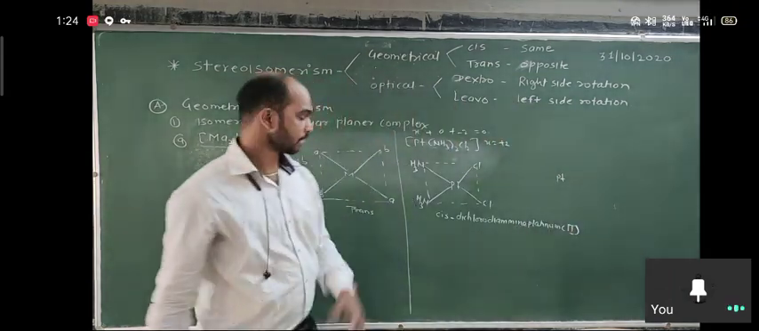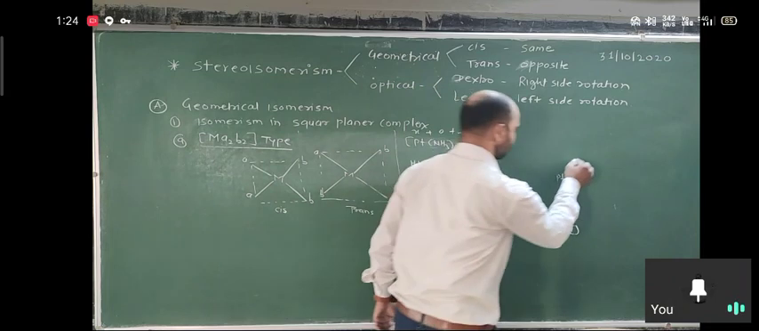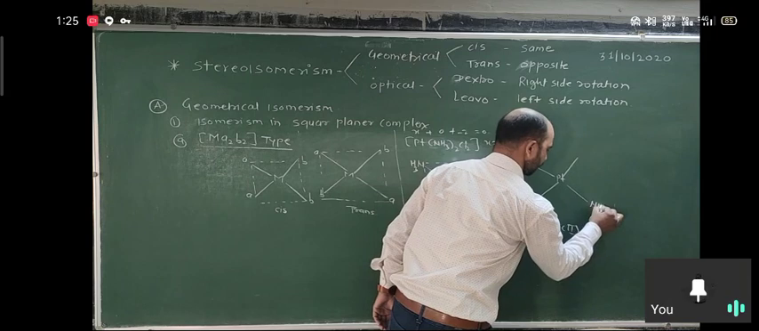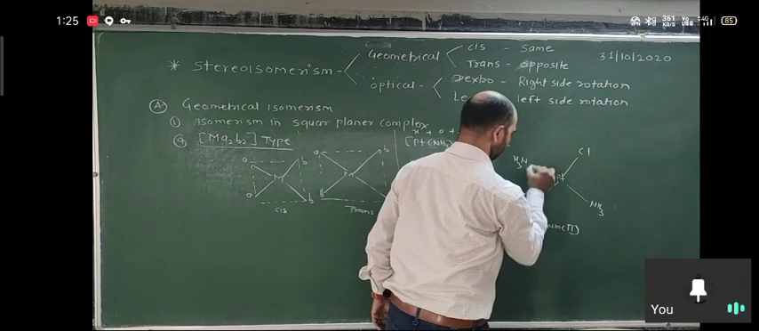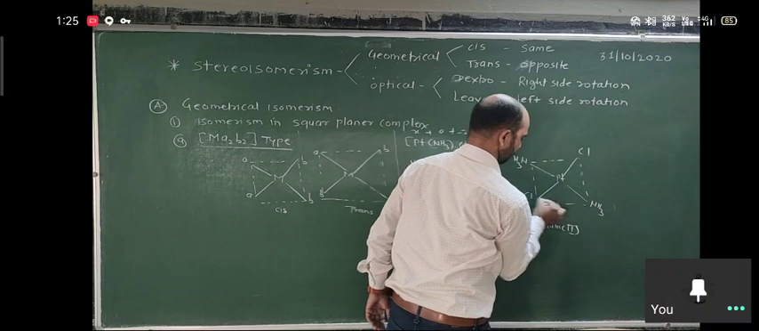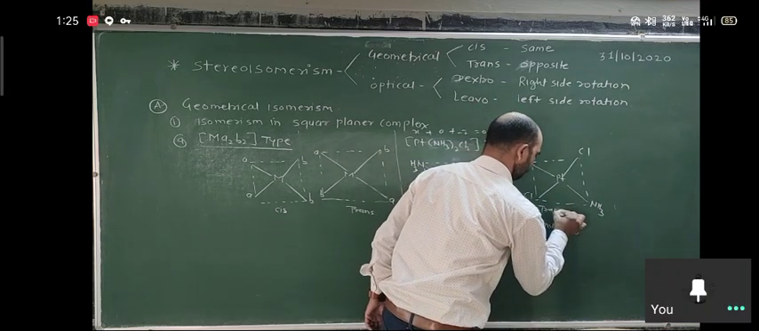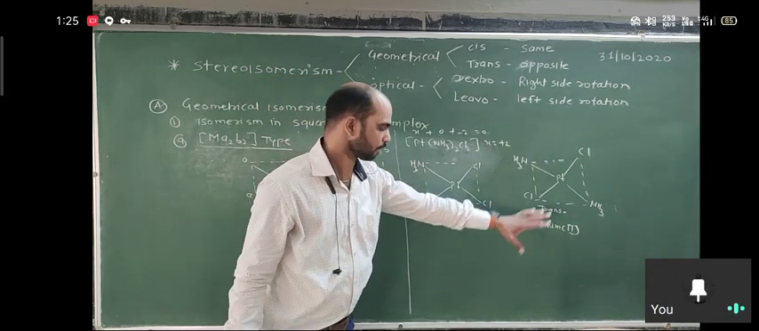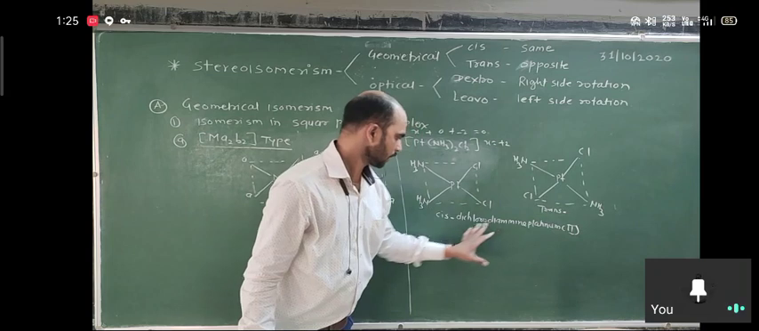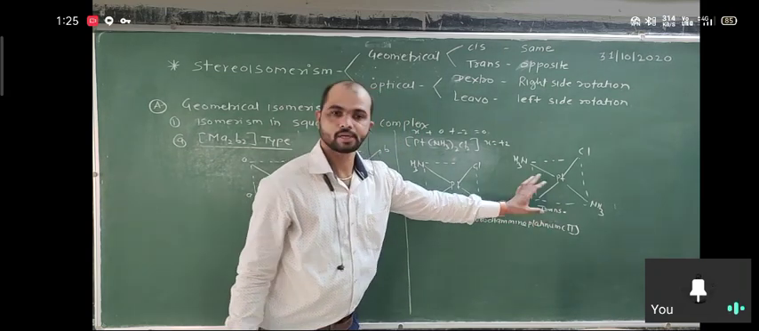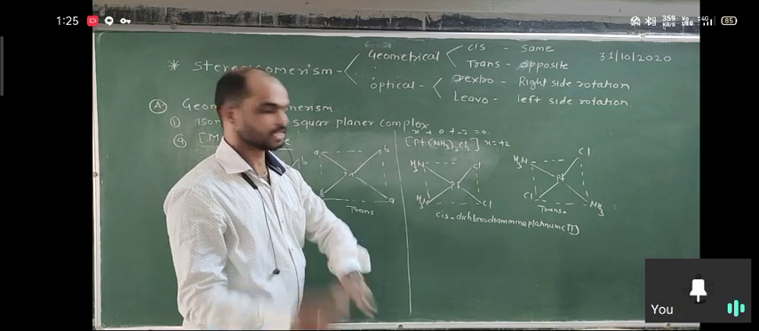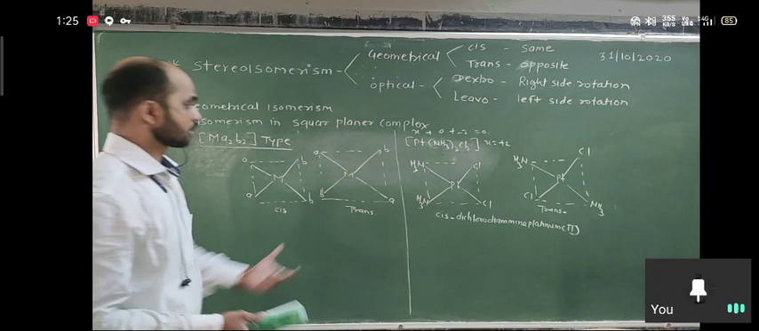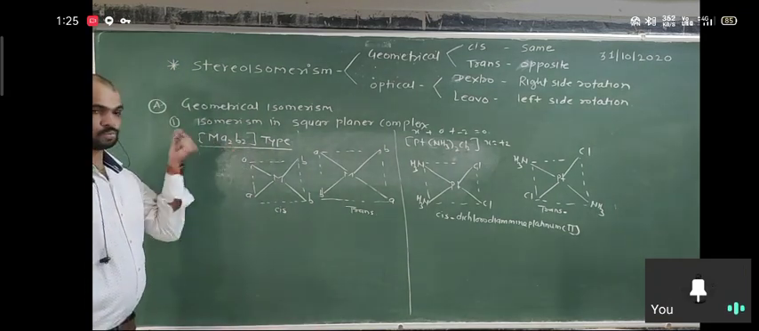And how to draw the trans? Both similar groups lie opposite to each other. If NH3 is here, another NH3 goes here. Cl, Cl. So here is the trans. Nomenclature remains the same: dichloro, diammine, platinum(II). So trans-dichlorodiammineplatinum(II), the nomenclature is the same. What is the difference? One is the cis isomer, another is the trans isomer. So this is all about the first type of complexes, A2B2.